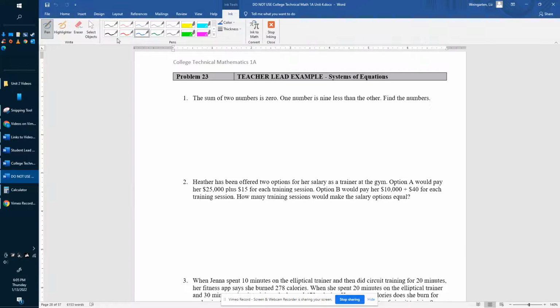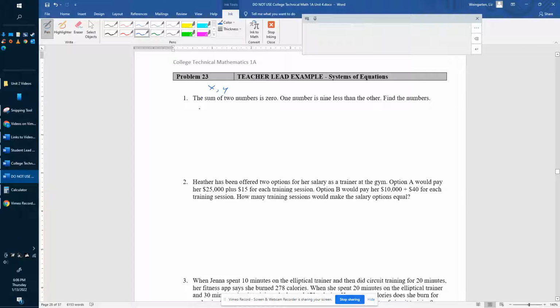All right, let's look at our first one. The sum of two numbers is 0. One number is 9 less than the other. Find the numbers. So two numbers. Let's call these two numbers x and y. So we're trying to find these two numbers.